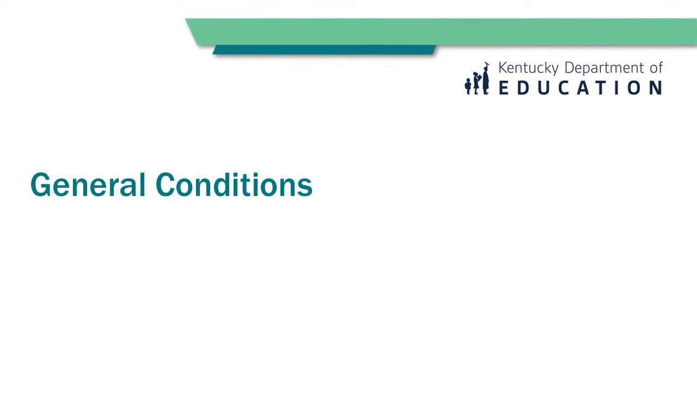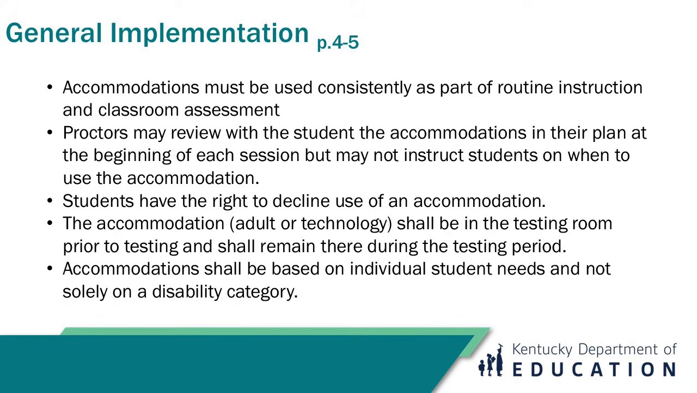Let's take a look at some general conditions. School staff must make available to the student accommodations used consistently as part of routine instruction and classroom assessment, but may not instruct their students on when to use accommodations. Proctors may review with the student the accommodations in their IEP, 504 plan, or Program Service Plan, or PSP. Remind students that proctors are there to provide the accommodations and revisit this information at the beginning of each test session. Students have the right to decline use of an accommodation.